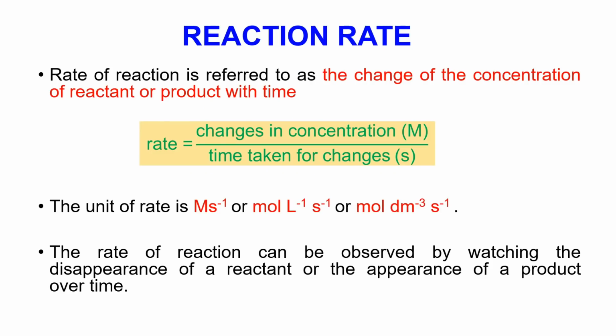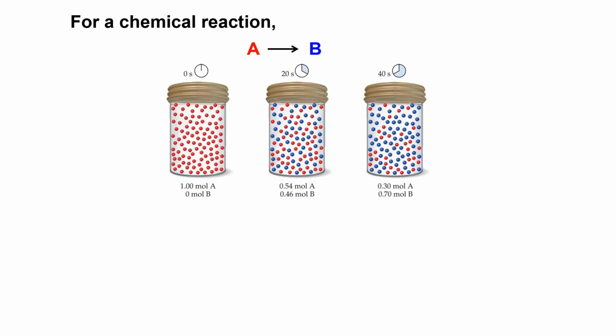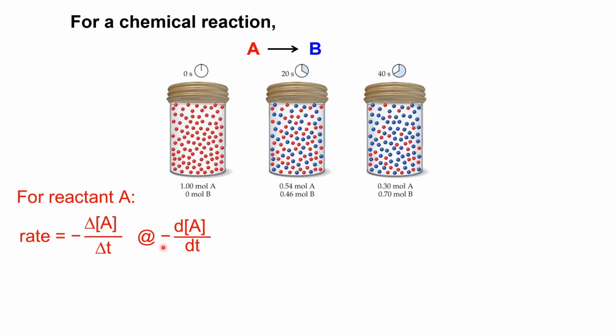Now, let's focus on our discussion on reaction rate. As we learned before, the formula is rate is equal to changes in concentration over time taken for changes. So, the rate of reaction for reactant A is rate is equal to negative change in concentration of A over change in time. Or we can write as negative d concentration of A over dt.